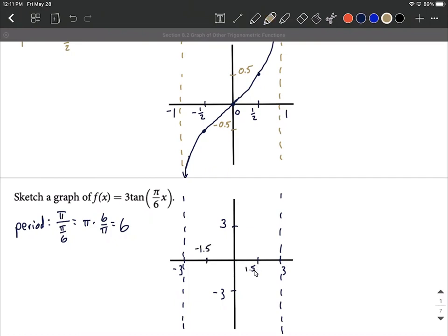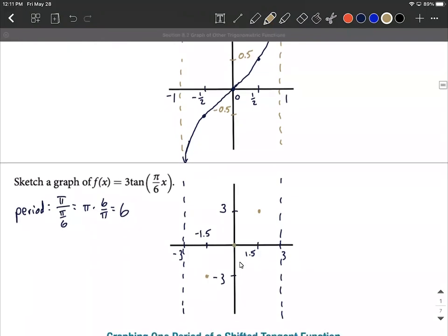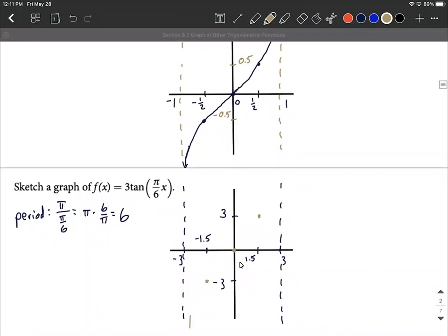All right, we'll go ahead and put our key points in. Again, this has not been inverted. It hasn't been reflected vertically because this is not negative out in front. So it's going to be increasing the entire way. So place our key points there at positive 1.5 and negative 1.5, as well as the origin. And then this will be increasing the entire way. It takes on that look. Again, when you get to the vertical asymptotes, you're going to go up on the right-hand side and down on the left-hand side, as this has not been flipped upside down.